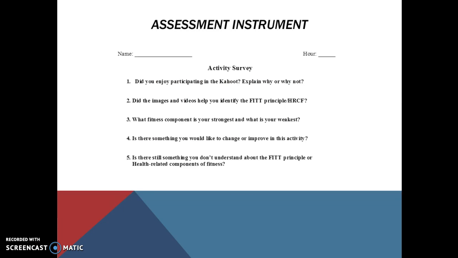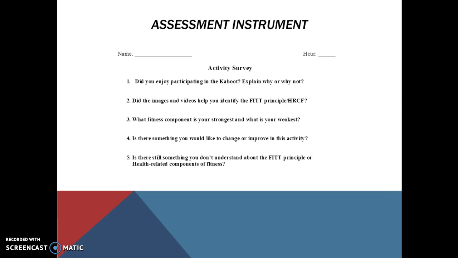This would be the assessment tool that I would use, the instrument I would use to find out what my students liked about this activity or what they didn't like. So my first question asked them, did they enjoy participating in this Kahoot? And I want them to explain why.